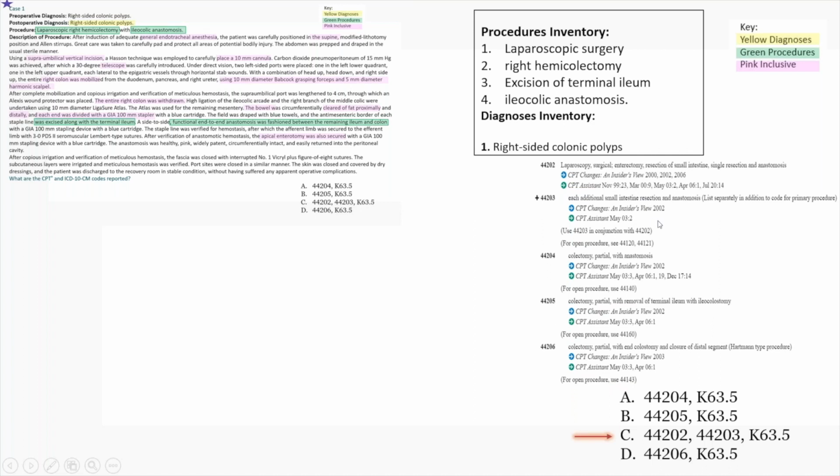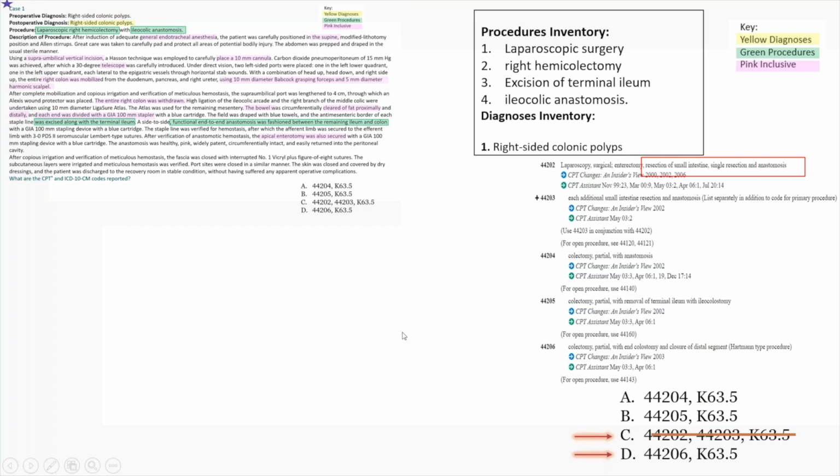Now let's begin the process of elimination. Let's look into option C, 44202, 44203, K63.5. First, looking into the padding code 44202, it is coding for laparoscopy surgical enterectomy, resection of small intestine, single resection and anastomosis. So from the code language, we can understand that a resection of small intestine is performed in the CPT code 44202, while in our procedure inventory, we have an excision of terminal ileum along with a right hemicolectomy. So that won't be our correct answer. We can eliminate 44202 and 44203, the option C, right away.